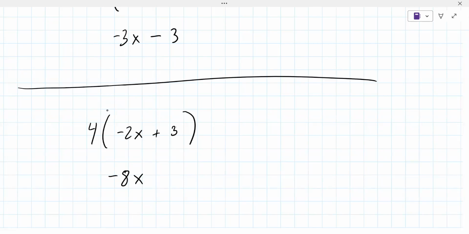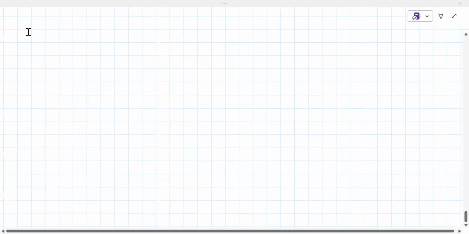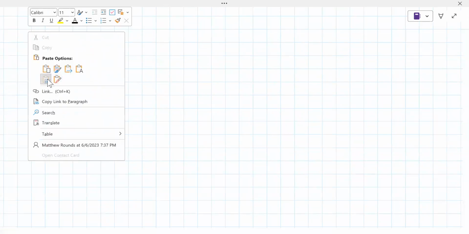-8x, and then 4 times +3. So 4, 5, 6, 7, 8, 12. So it would be that, and then plus 12. Plus 12. Good. -8x plus 12. Good. Okay, so now let's look at it in the context of some problems to solve. So here's an example of a problem that we will be solving. We'll do a bunch here together.